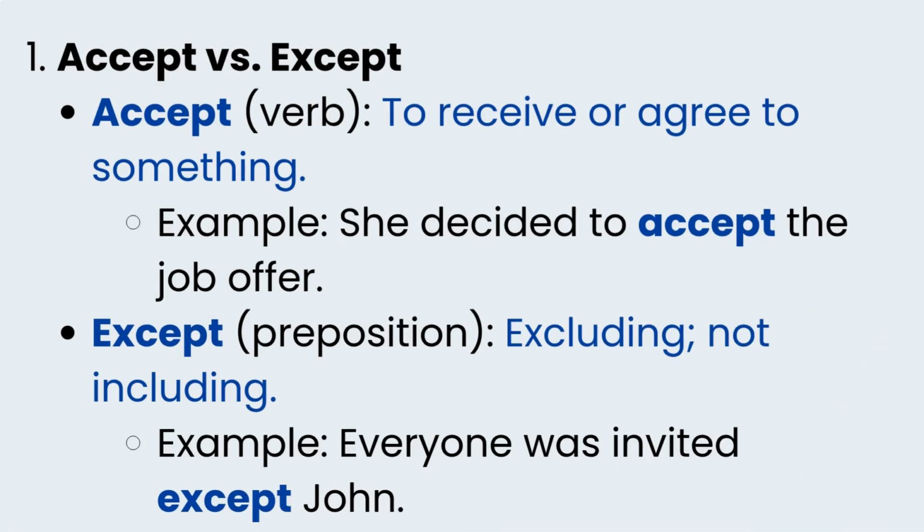1. Accept versus except. Accept, verb, to receive or agree to something. Example, she decided to accept the job offer. Except, preposition, excluding, not including. Example, everyone was invited except John.